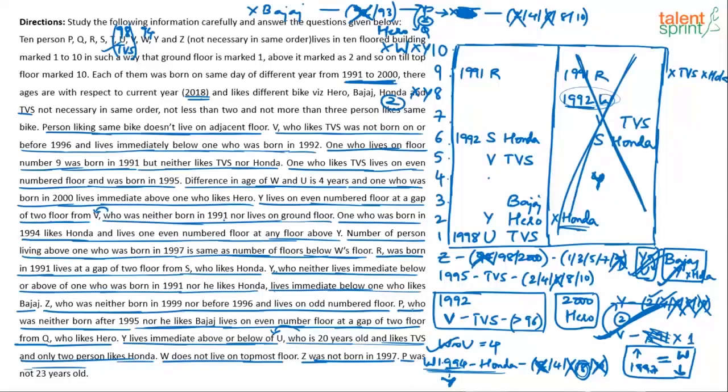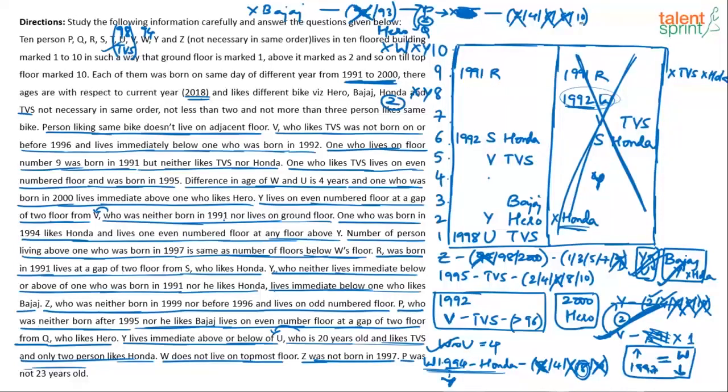Okay, so that's what was given, right? P lives at a gap of 2 floors from Q. Yeah. So you see, 4 or 8 or 10 are possible for P. If P is on 4th floor, Q has to come on 7th floor. If you take P on 8th floor, what happens? If P comes on 8th floor, Q has to come on 5th floor, but 5th floor is already blocked by V. So Q cannot come here, which means P cannot come on 8th floor.